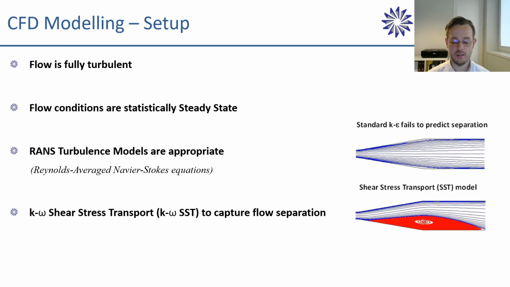The simulation is performed in the ANSYS CFX package. In our case, the flow is fully turbulent. We don't have any rotating parts, so the flow conditions can be assumed to be statistically steady state, which means that the RANS turbulence models are appropriate. Now, the most popular RANS model is k-epsilon, but it fails to predict flow separation. So in our case, we use the k-omega shear stress transport turbulence model just to have a bit more accuracy on what we do.